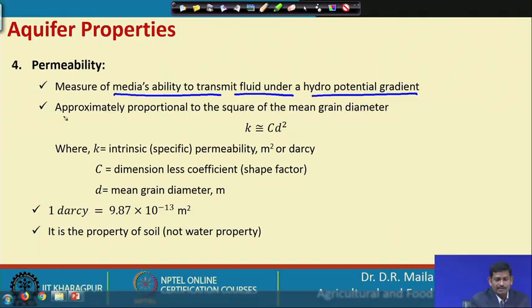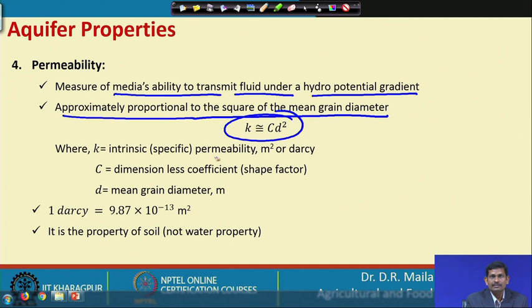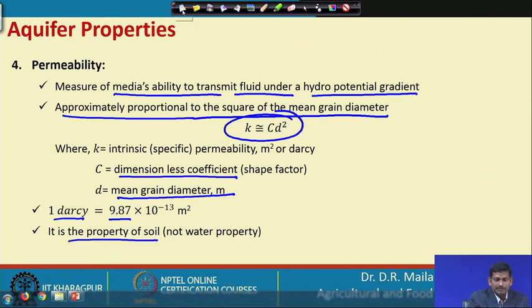It is approximately proportional to the square of the mean grain diameter. Suppose the permeability is expressed as k = C d squared, where C is a dimensionless coefficient and d is the mean diameter. It is expressed in Darcy. 1 Darcy is equal to 9.87 times 10 power minus 13 meter squared, and it is a property of the soil, not the water.